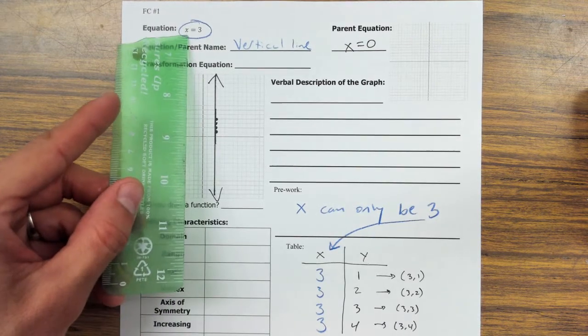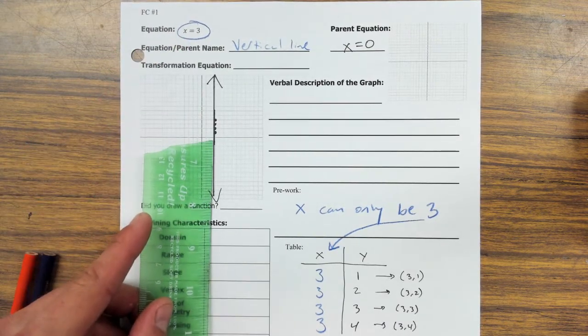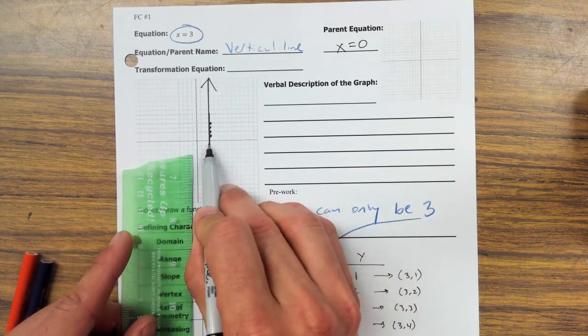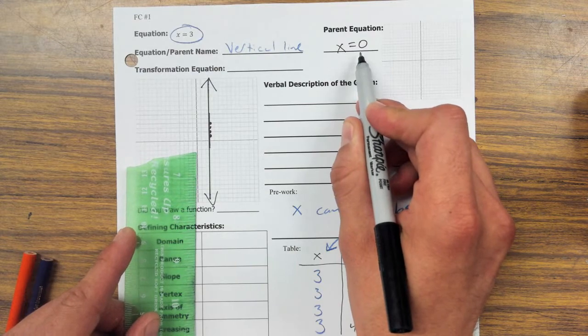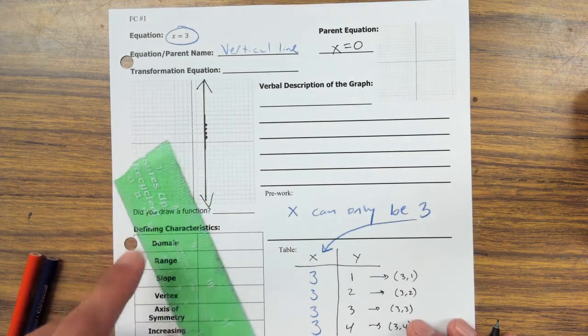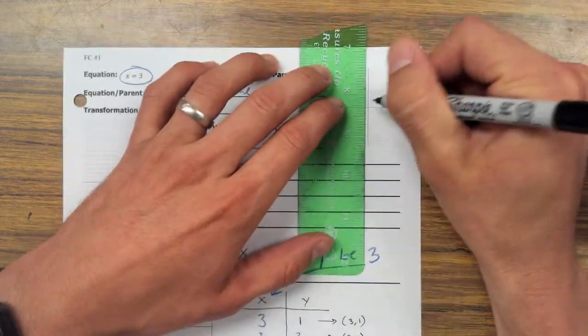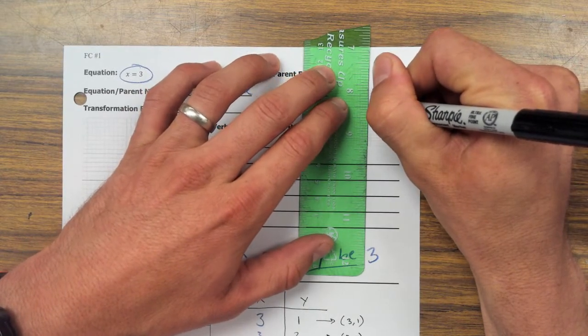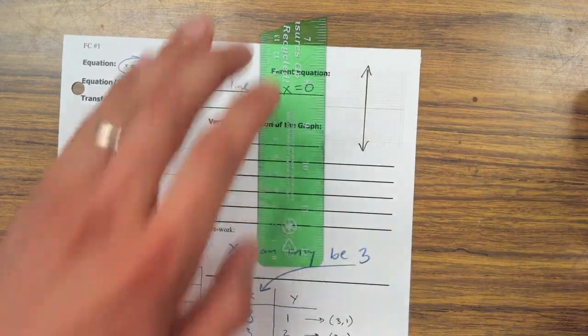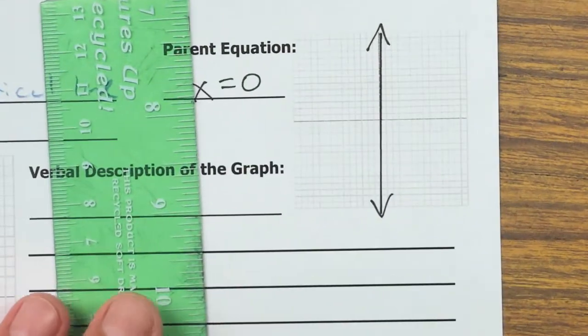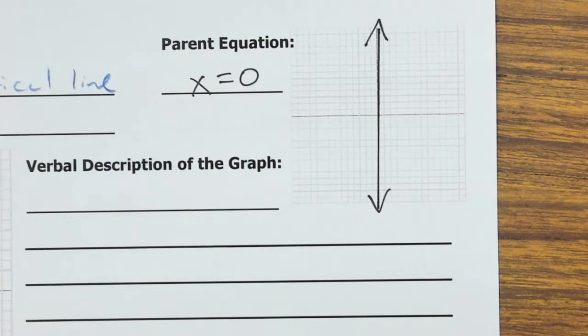If x equals 3 is a vertical line through over here, look how it's x equals 3. Where would x equals 0 most likely be? It's going to be a vertical line through 0. Zoom in there so you can see that. If x equals 3 is a vertical line through that 3 number, then x equals 0 is going to be a vertical line through the 0 number.